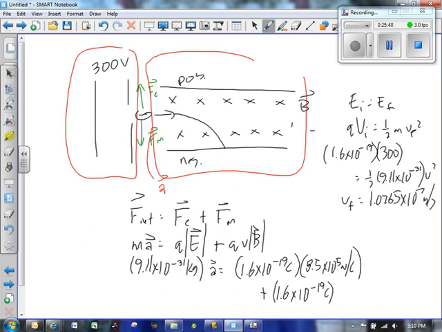So at the end of this section right here, it's traveling at 1.0265 times 10 to the 7 meters per second. When it enters this section right here, it's traveling at that same speed, 1.02 times 10 to the 7 meters per second.